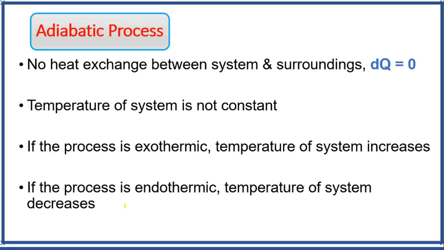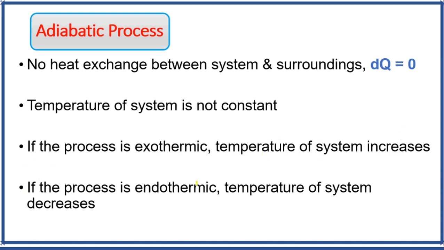Now the adiabatic process. In the adiabatic process, no heat exchange takes place between the system and surroundings. That means change in Q value is 0. That means the system cannot exchange heat with the surroundings. So therefore what happens? The temperature of the system is not constant. Because if the process is exothermic, let us suppose, the liberated energy cannot be given out to the surroundings. The system itself has to absorb that energy. So therefore the temperature of the system increases.